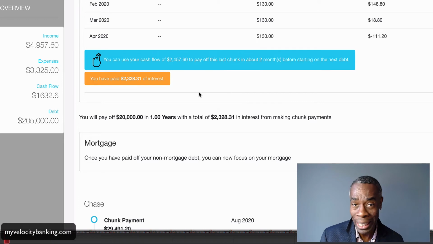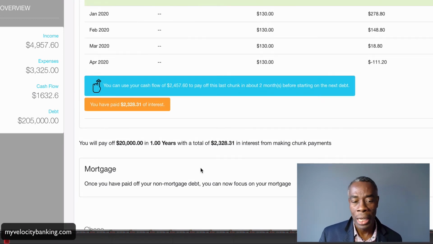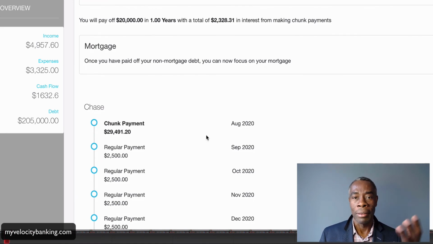You might actually pay even less, because as you're paying off your Amex card, you're not paying interest on the total amount. You're just paying it off a little bit faster. Each month that you pay off more, you're paying less in interest. So in this person's example, they'll take a year to pay off all their non-mortgage debts using the chunking method, and then they can tackle their mortgage using the exact same idea of chunking.